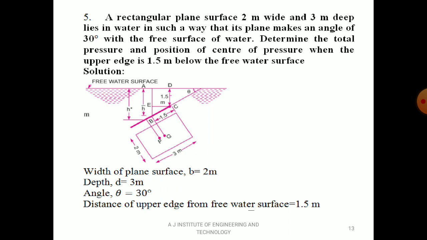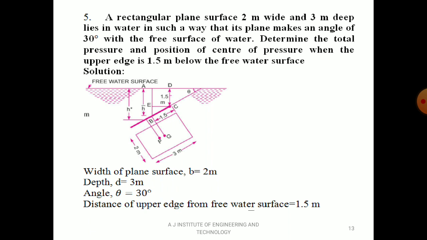So keep rectangle in inclined position. Here it is given rectangular plane surface 2 meter wide and 3 meter deep lies in water in such a way that plane makes 30 degree with the free surface of water. So here keep rectangle in inclined position, with 3 meter as height and 2 meter as width. So it makes an angle of 30 degree with free surface of water. So draw one inclined line. The angle theta is 30 degree. And upper edge, that is distance from C to D, is taken as 1.5 meter below the free water surface.